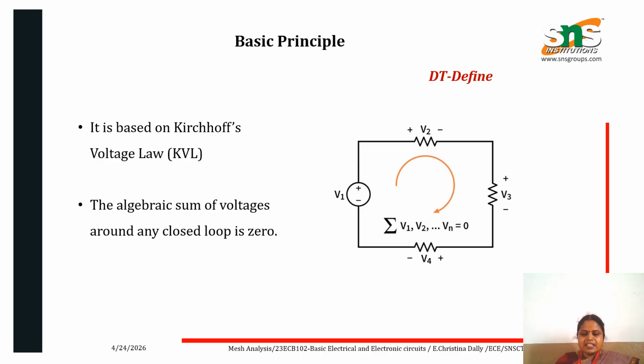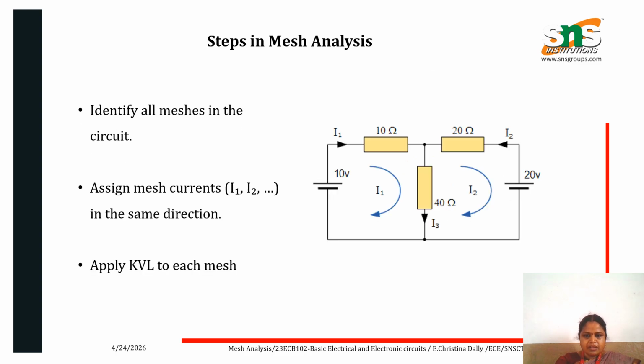Nodal analysis is based on Kirchhoff's current law. Here, it is based on Kirchhoff's voltage law. The algebraic sum of the voltages around any closed loop is 0. Here we have the voltages V1, V2, V3, and V4. We take the sum of the voltages: V1, V2, V3, and V4. The sum of the voltages across the closed loop should be equal to 0. So this is based on Kirchhoff's voltage law.